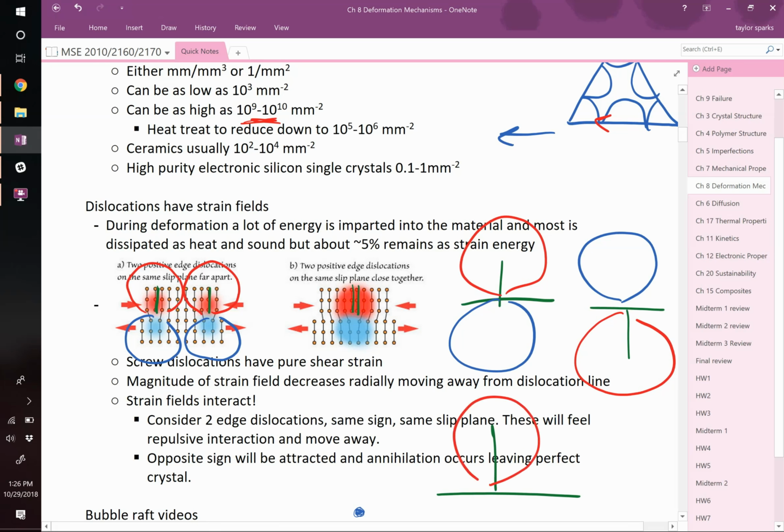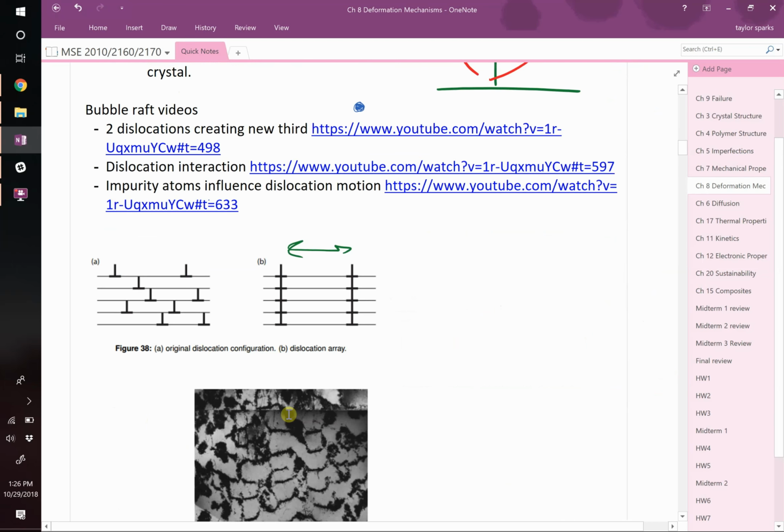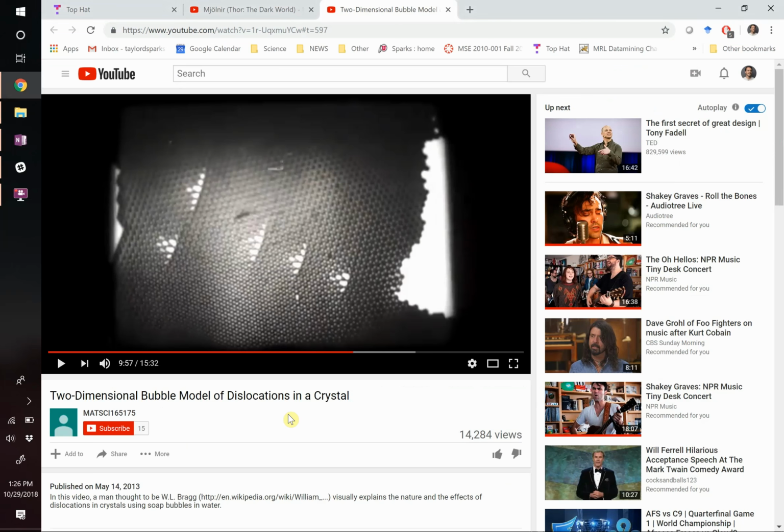What happens is that this compressed region is interacting with this tensile region, and it overall kind of heals it. It lowers the energy for those two things to overlap with one another. Therefore, you'll often see dislocations stacking up like this because it just reduces the overall lattice strain. So that's what we're seeing in this bubble wrap video. This is a real example of this, where you can see a dislocation stack up.